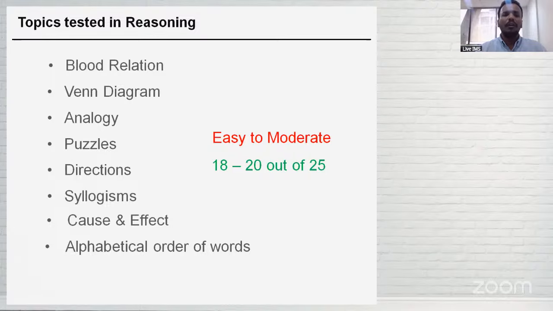So you can say that 18 to 20 questions out of 25 can be attempted very easily, and many of the students attempted a minimum of 20 questions out of 25.